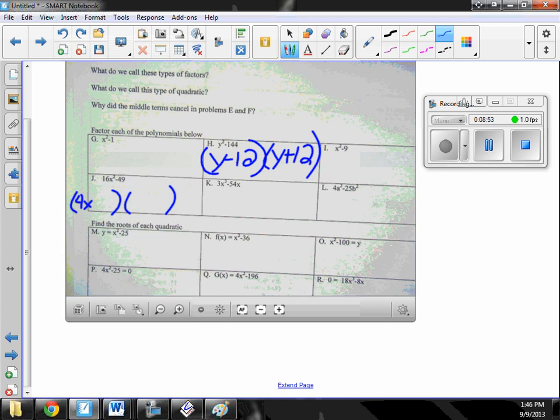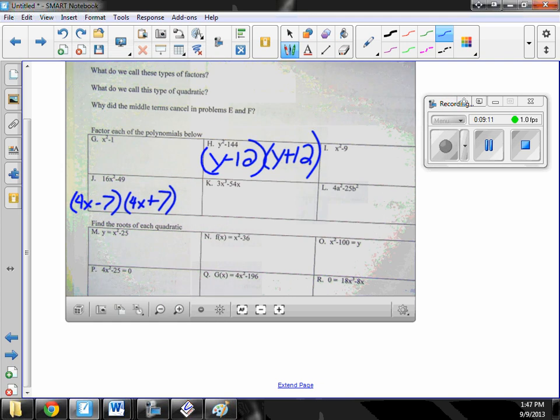4x, minus 7, and plus 7. Okay, that's not too hard, right? And then we come to K. Is K a difference of squares?